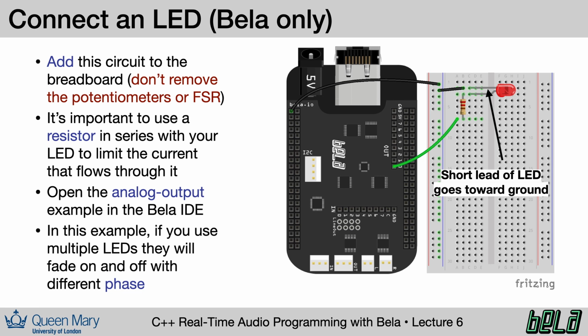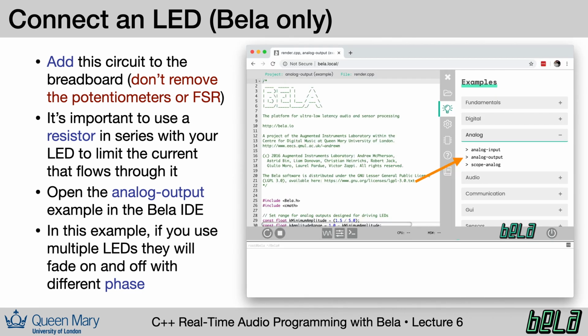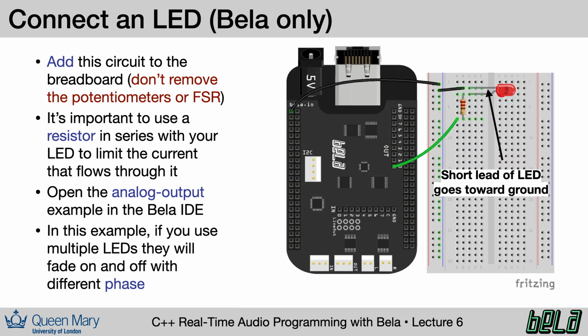Once you finish building the circuit, then open the example in the Bela IDE called Analog Output, and you can run this. What you should see in this example is an LED that is fading gradually on and off. And in fact, the example lets you hook up to 8 different LEDs, and they'll all fade on and off in a sort of chasing pattern. Here again is the circuit that you need to build. Pause here, build this up, and give it a shot.